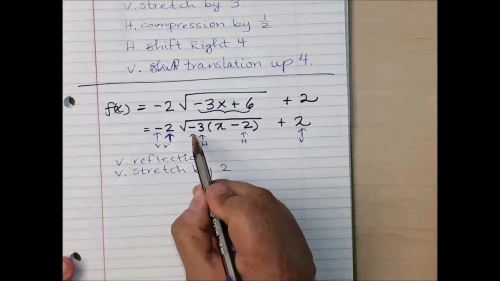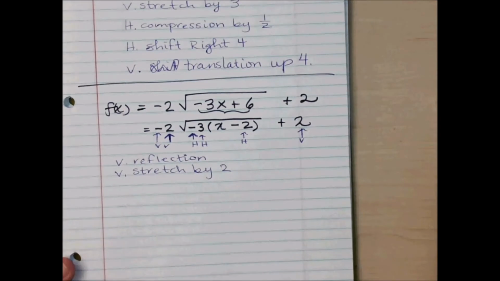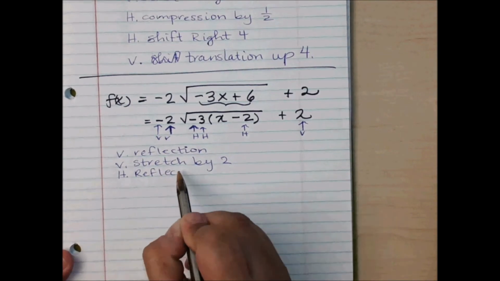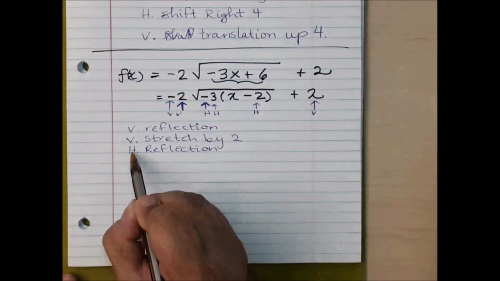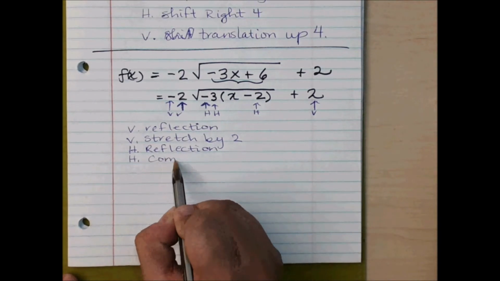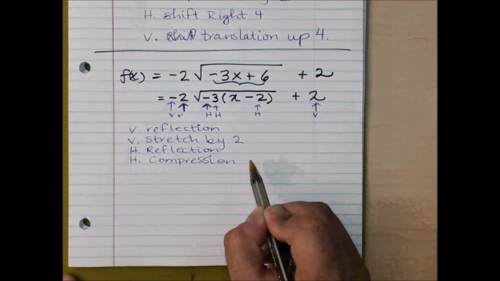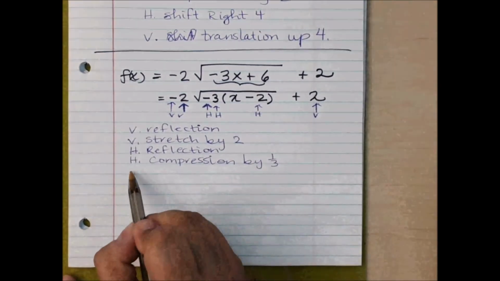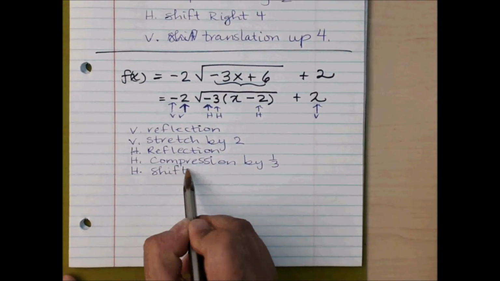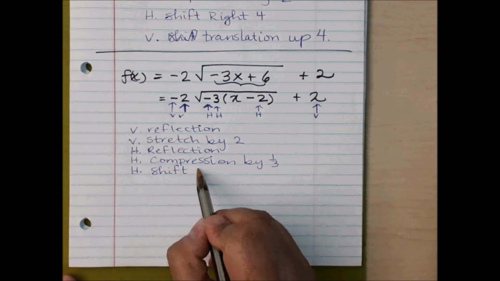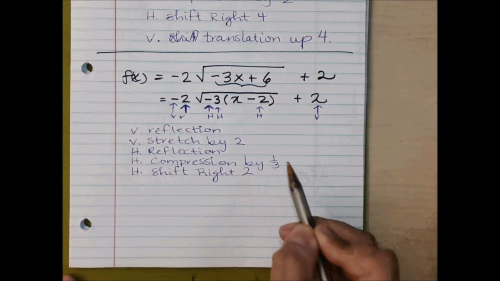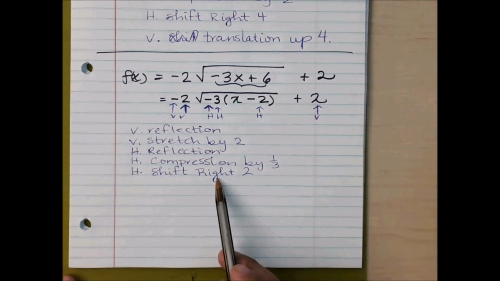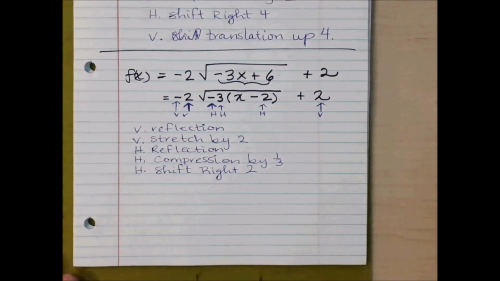Moving on left to right, this negative gets taken care of by itself. That's a horizontal reflection. The 3 is going to be a horizontal compression by 1/3. Let's go ahead and do the next one, which would be a horizontal shift or a translation. So horizontal shift or translation, but you need to make sure you put right, and it'll be to the right 2 units. So see, if you didn't factor out, you would have said 6 to the left, when in fact it was right 2, and that's from factoring out that negative as well.